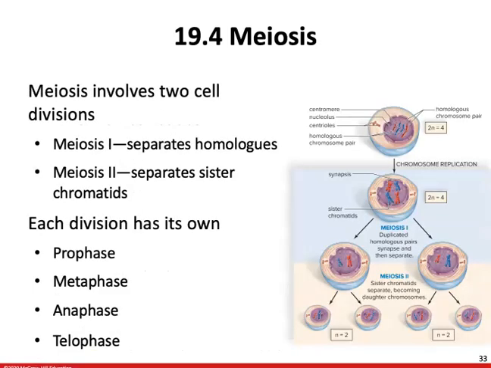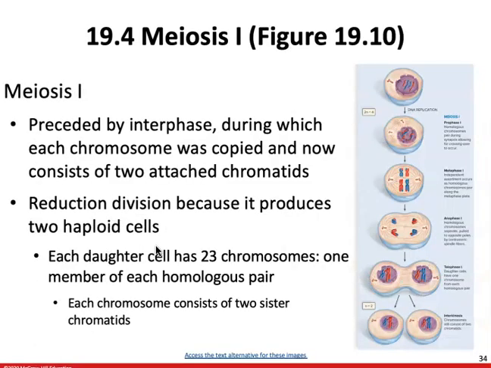So we're going to first give you an overview of meiosis. Meiosis has 2 cellular divisions. Meiosis 1 is going to separate the homologs. Meiosis 2 is going to be responsible for separating those sister chromatids. Meiosis 2 is going to look almost exactly like mitosis. So in meiosis 1, we're separating homologs, going from 46 chromosomes down to 23 chromosomes. And then meiosis 2 is going to separate those sister chromatids. Each division, meiosis 1 versus meiosis 2, is going to have its own version of prophase, metaphase, anaphase, and telophase. And we'll go through each one of those as we move forward.